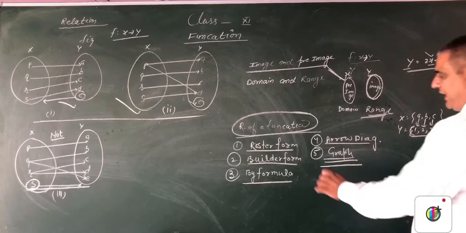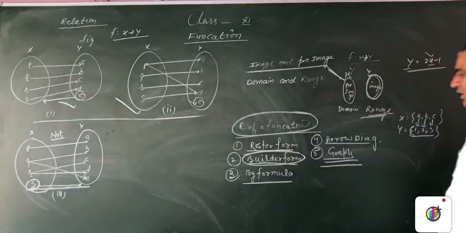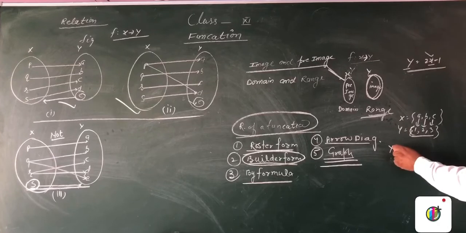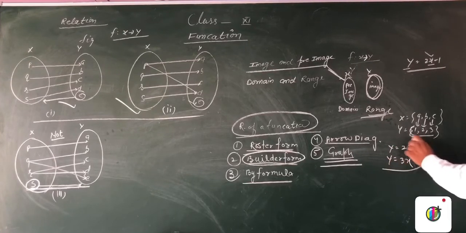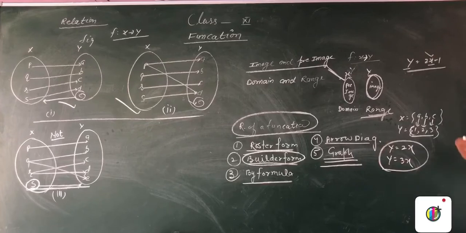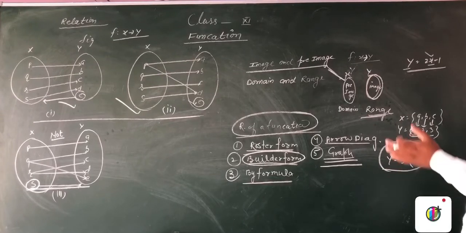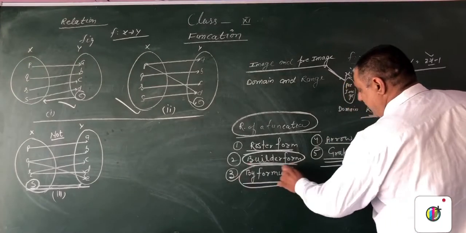Second is the set builder form. It means builder form. Now sometimes we write the function like this: y is equal to 2x, y is equal to 3x, where x and y are natural numbers. This is said to be a function in the builder form. And third is by formula like this.